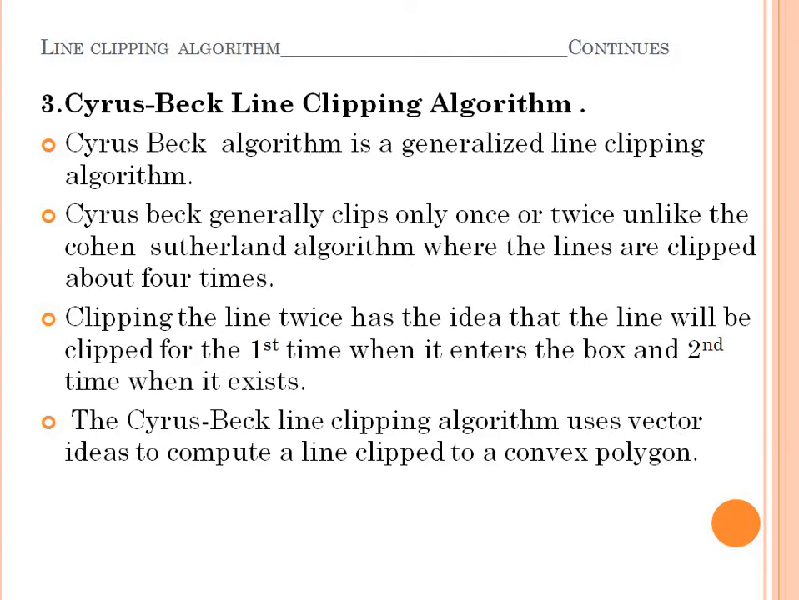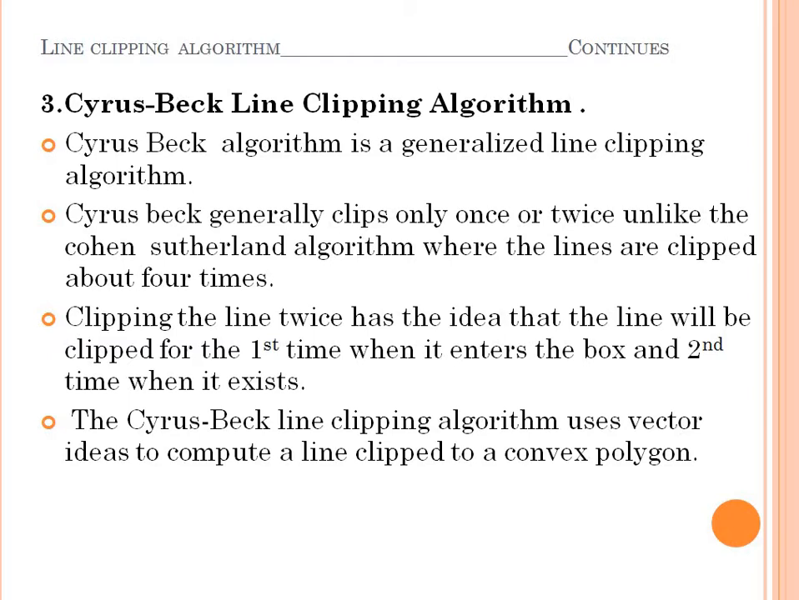The Cyrus-Beck line clipping algorithm is more efficient than the Cohen-Sutherland algorithm because it involves simple calculations like dot products, and it deals with the parametric line representation, which makes calculations easier or less complex. So the Cyrus-Beck line clipping algorithm is a generalized line clipping algorithm. It is a third type of line clipping algorithm.